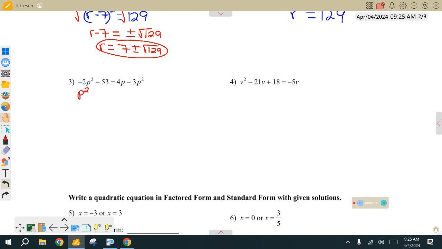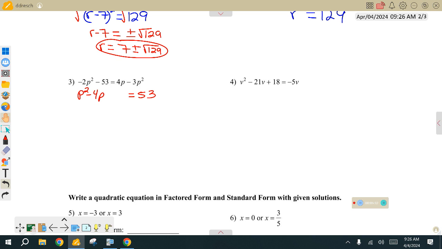Minus a 4p, right? And hopefully you realize I'm going to have to add over a 53. Yes, no, maybe. Okay. Leave myself some room and tackle it. Go ahead. Okay. Look at the process we did right above.